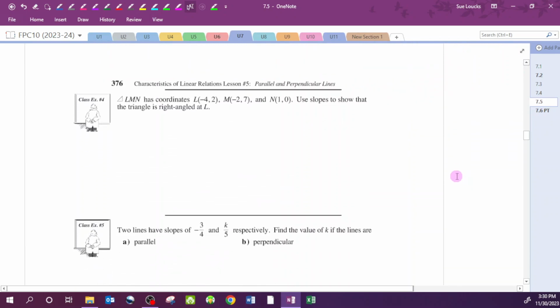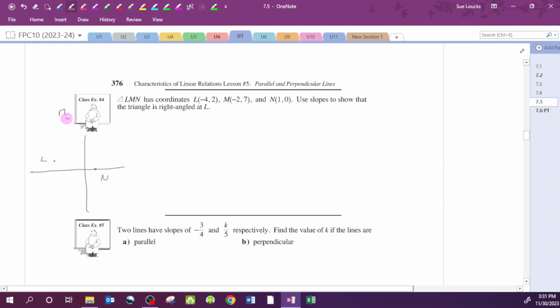Okay, now this one. Triangle LMN has coordinates, blah, blah, blah. I'm going to draw a sketch because I want to make sure that this makes sense in my brain. So here's my Cartesian plane. L is at (-4, 2), so that's sort of there. So there's my L. And M is at -2, which is going to be half of that, and it's going to be up higher, so it's up here. So that's M. And N is at (1, 0), so that's about there.